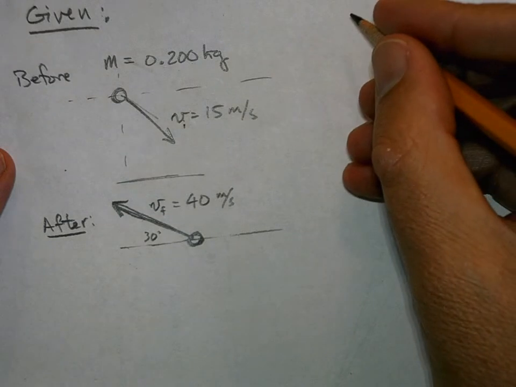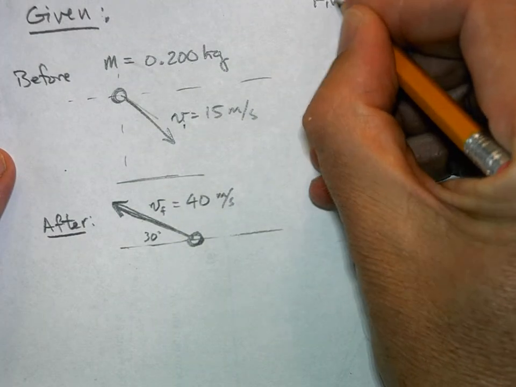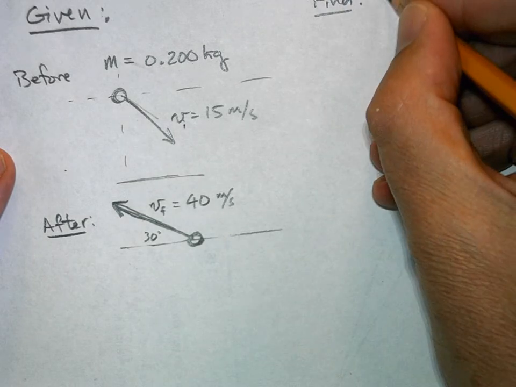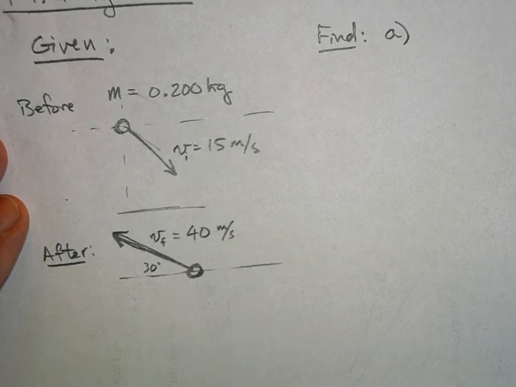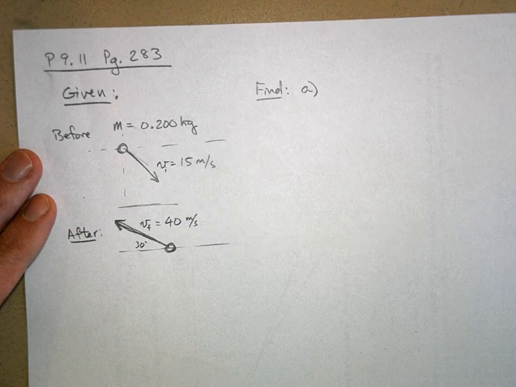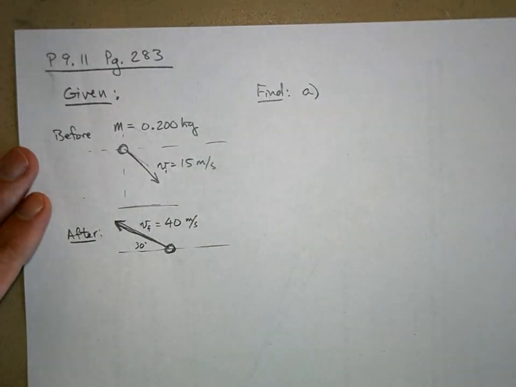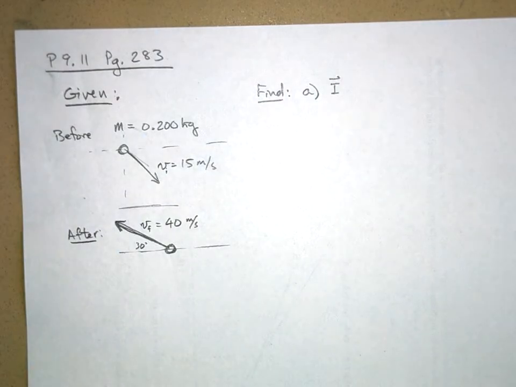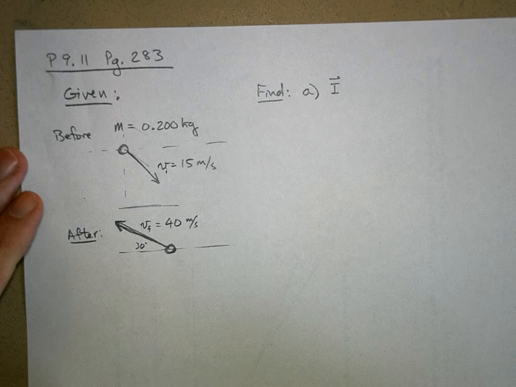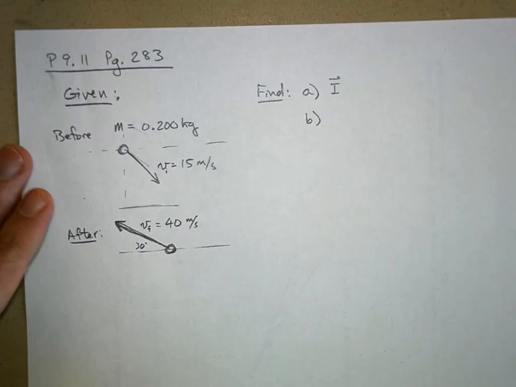And then for A, we want to know what is the impulse on the ball, right? Off camera, dang it, okay. So, determine the impulse delivered to the ball. I'm going to use I for impulse. And then B, we want to know what is the maximum force.